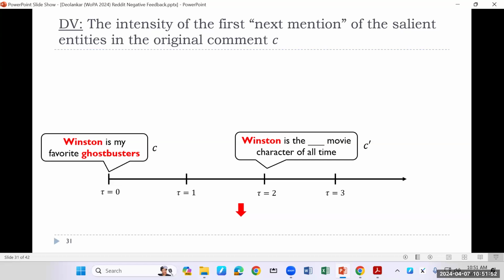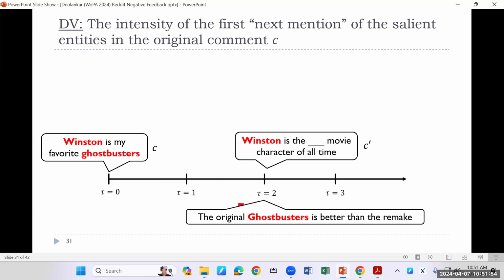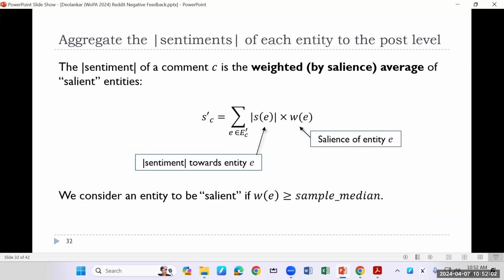Now there are several challenges here. What if the user makes another comment about a different entity in the original comment? So the way we address that is by computing a weighted average of the absolute value of the sentiment score at the time of the first next mention of the salient entities, where the weight is the salient score of the entity in the original comment. So that's how we do this aggregation. I only explained it briefly, but it's there in detail in the paper. So I would love to get some feedback on that.